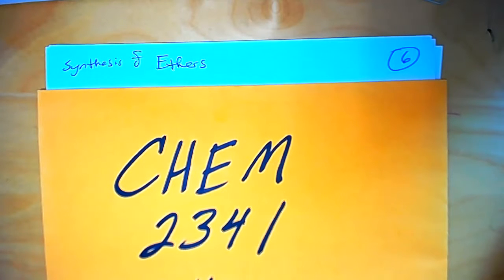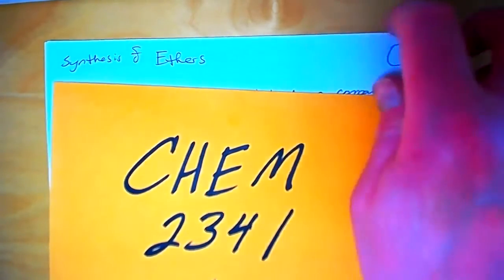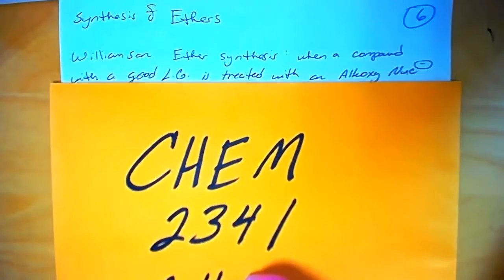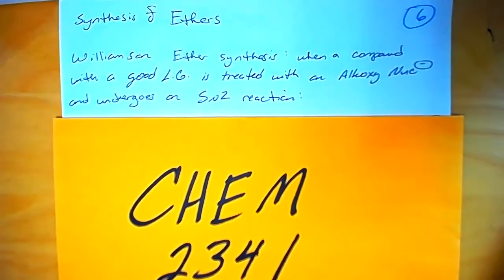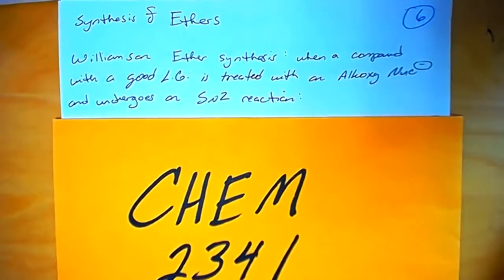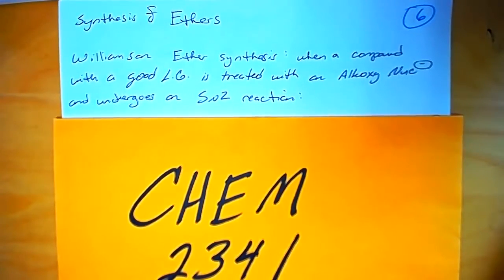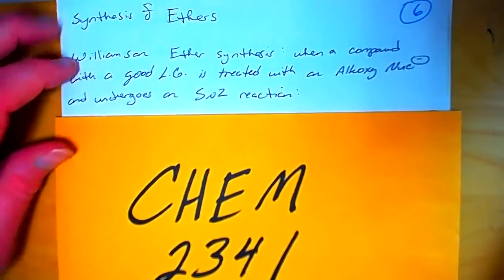So for the synthesis of ethers, the thing you gotta recognize here is that probably the most straightforward way, and we've even seen this before all the way back in Chapter 6, is to just do an SN2 reaction. This actually has a name. It's called the Williamson ether synthesis, and all it really is, you have a compound that has a good leaving group attached to it, and you treat it with an alkoxy nucleophile, and it undergoes an SN2 reaction.